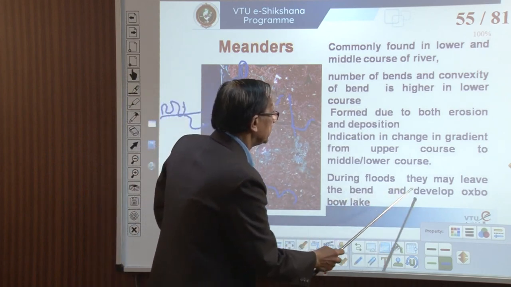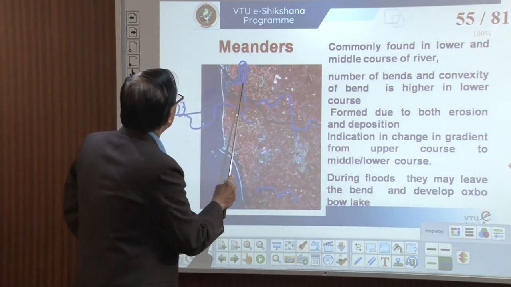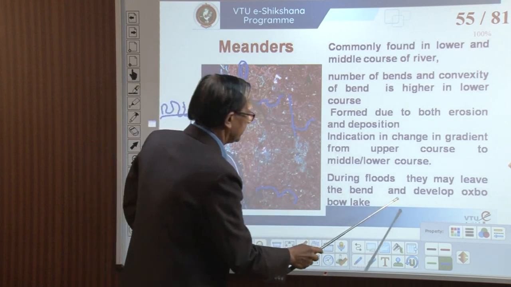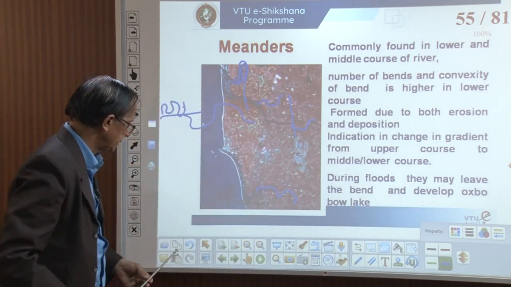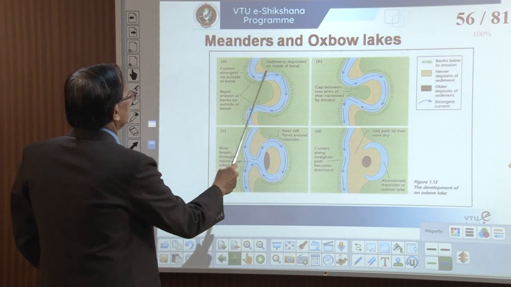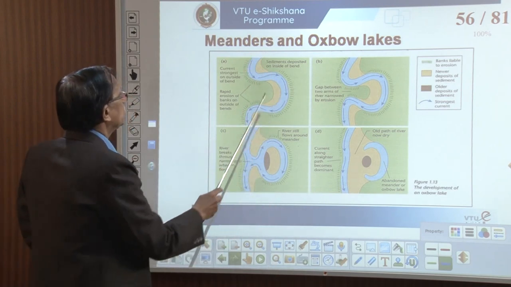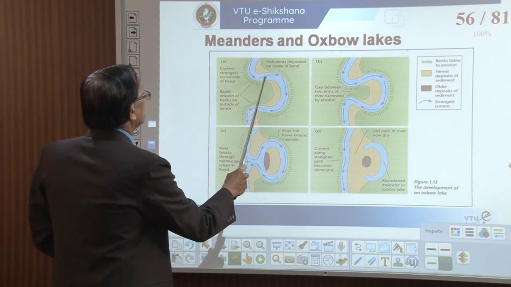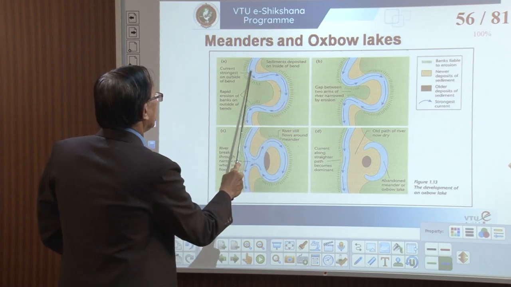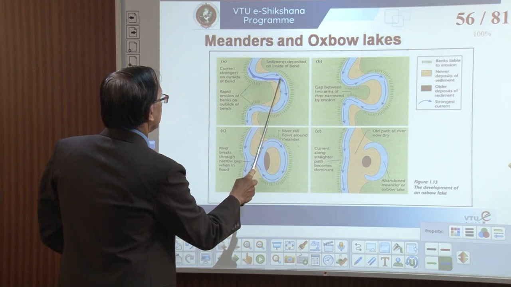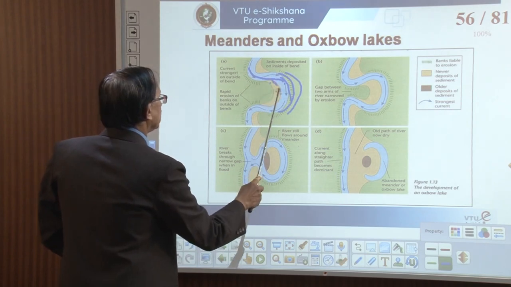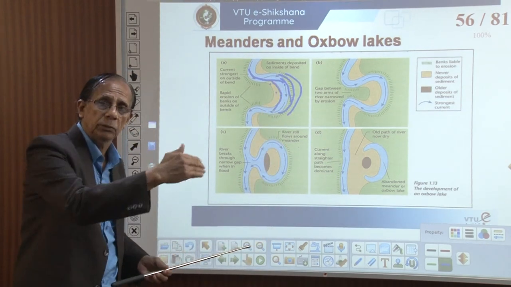So during floods, they may leave the bend. They may leave the bend and then they follow. We have the abandoned path, which develops an oxbow lake, oxbow bend. Yes, this is how the meanders are formed. The river flowing like this, if somewhere they come across obstacles, they tend to flow like this. Velocity in this part is reduced, river forces, low energy, high energy. High energy, they erode. Low energy, they deposit the material. This deposited material further facilitates the river shifting.